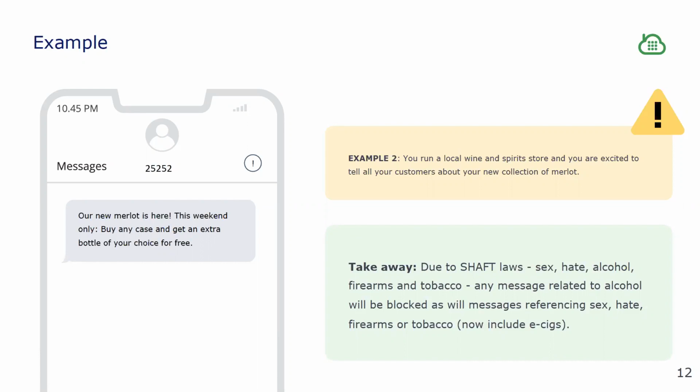On the SHAFT regulations, that doesn't mean that as a wine merchant, a short code that is approved for the kind of promotional content you want to send out is the wrong tool for you. It just means you need to be aware of your content and make sure that it does not contain any keywords related to sex, hate, alcohol, tobacco, or firearms. So a more generic loyalty type message like new products in stock, stop by, buy one case and get an extra bonus for free would be totally fine. That contains no SHAFT related content. But this particular message that mentions Merlot by name, that would be the problem there.